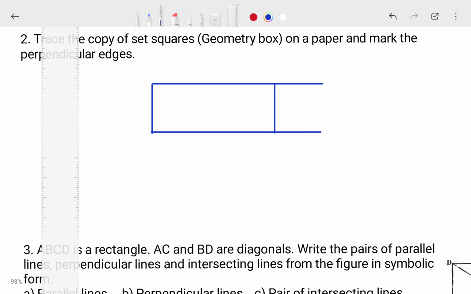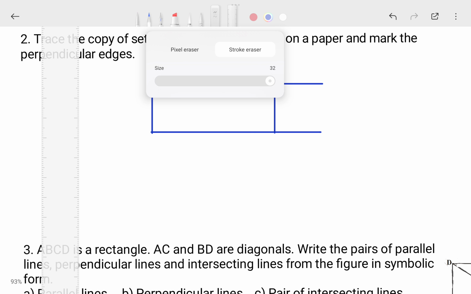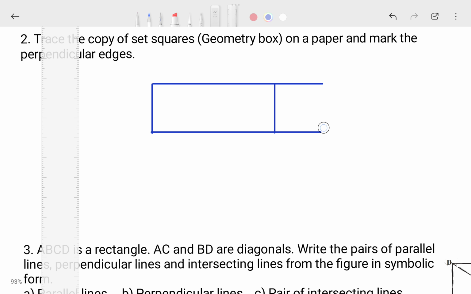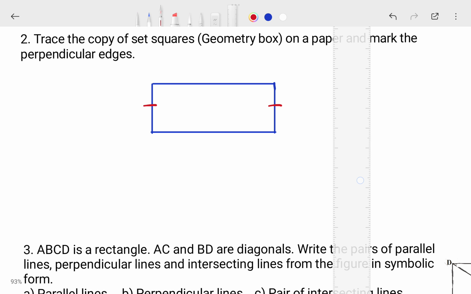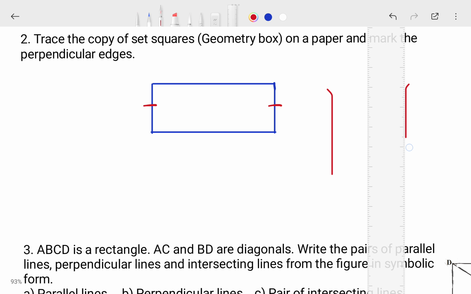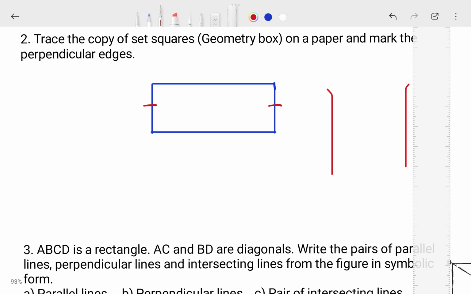Okay, this is a geometry box, and forget this area. Now which are the perpendicular lines here? If you see this line and this line, these are perpendicular. Why? Because they are going straight and they will never meet at a point. So this is perpendicular.